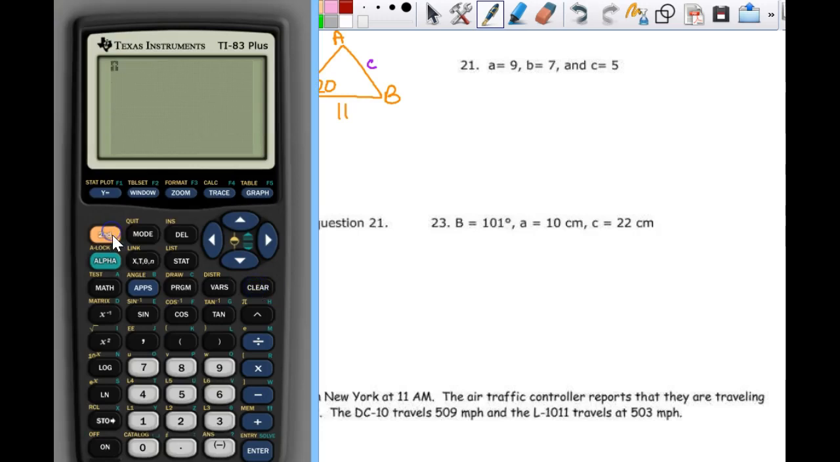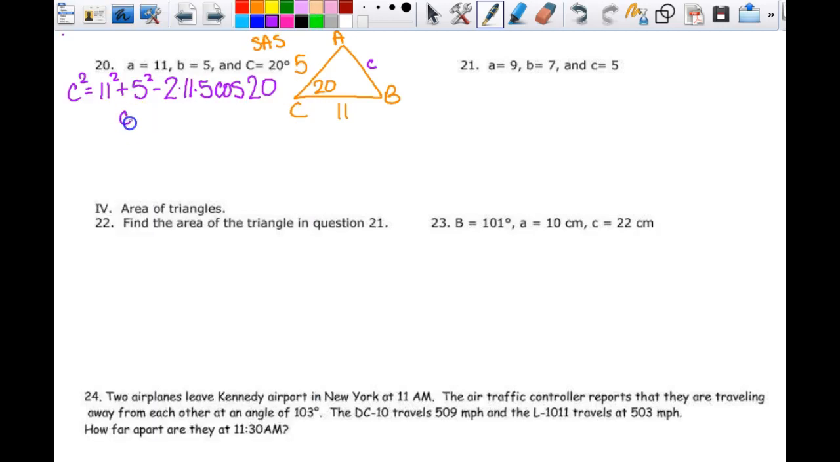So I can do that all in the calculator in one step. Take the square root of 5 squared plus 11 squared minus 2 times 5 times 11 times the cosine of 20. Double close there. So that gives me 6.529. So that's little c. I'm going to go ahead and store it. Alpha c. I'm going to write it down. Little c is equal to 6.529.